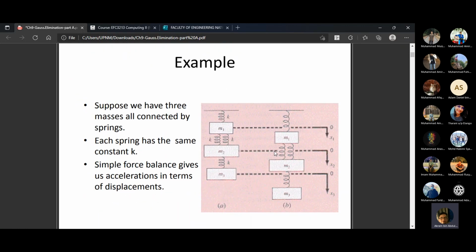We can see in this example, let's say we have a system of mass and spring. Suppose we have three masses all connected by springs. So we have M1, M2, and M3. M1 is attached to the ceiling by one spring. Between M2 and M1, we have two springs. And between M3 and M2, we have one spring. Each spring has the same constant K.